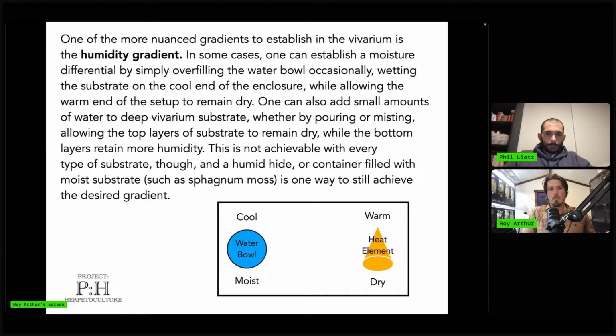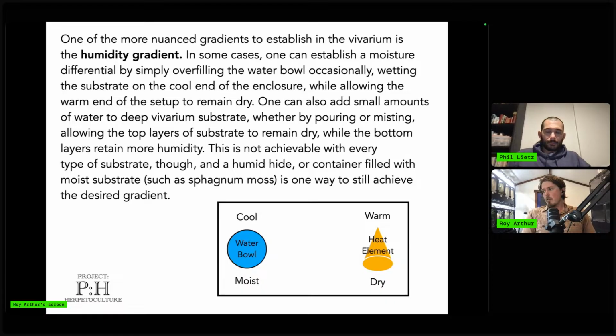They can hide under their water bowls if they want, or because those are burrowing species, they can burrow down into that substrate. And if I was to scrape back just the top inch or so of the substrate beneath, I would find that it's a lot moister on that cool side of the enclosure. Whereas if I go over to the warm side where the halogen is, the heat element, and I dig over there, it's going to remain dry, pretty much down to the bottom of that enclosure.